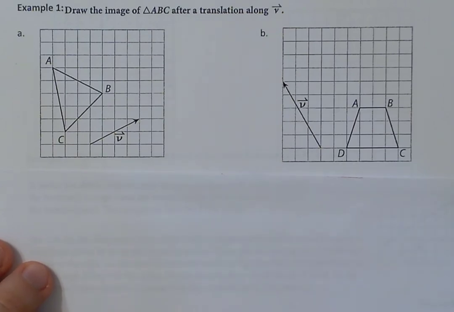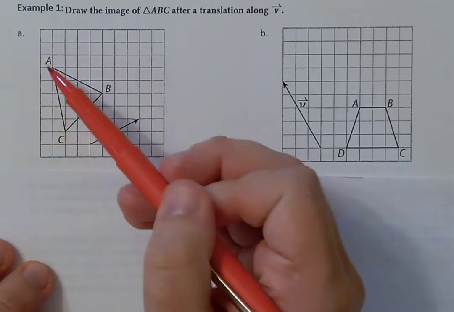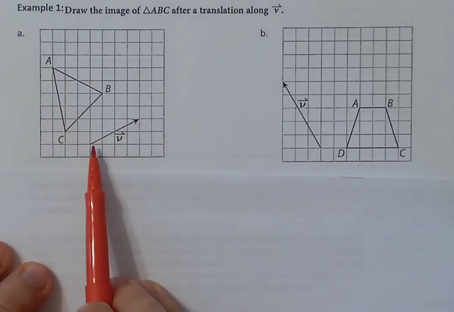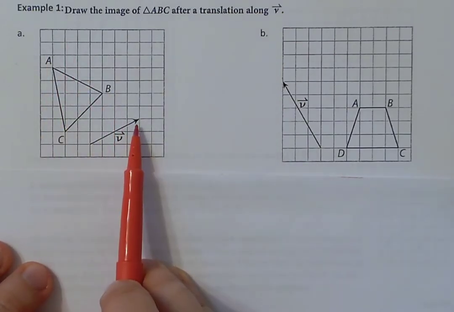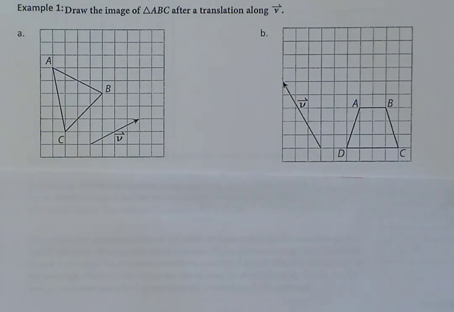All right, so if we look at A, we have triangle ABC, and we need to move it along this vector here. So a couple ways we can go about this. You just have to go through and determine how much the vector moves right or left, and then up or down. Order doesn't matter in which way you start that.